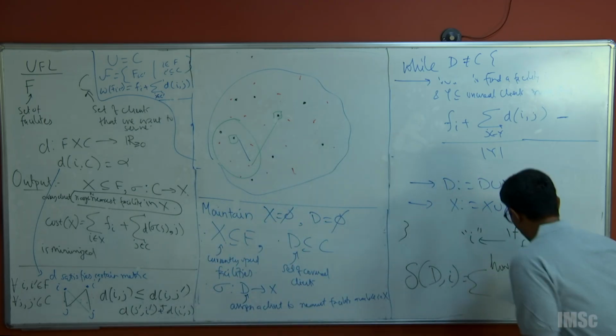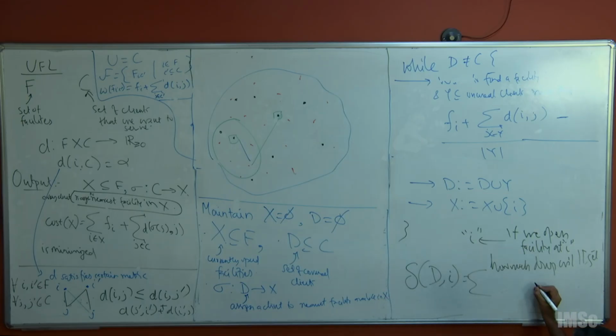What changes will happen? So before, the guy was assigned to whom? He was assigned to some other facility, and that was given by what? So if J is in D, he was assigned to sigma J comma J, minus D of I comma J, right? Is that fine? Is that okay? Okay, let me write it here.